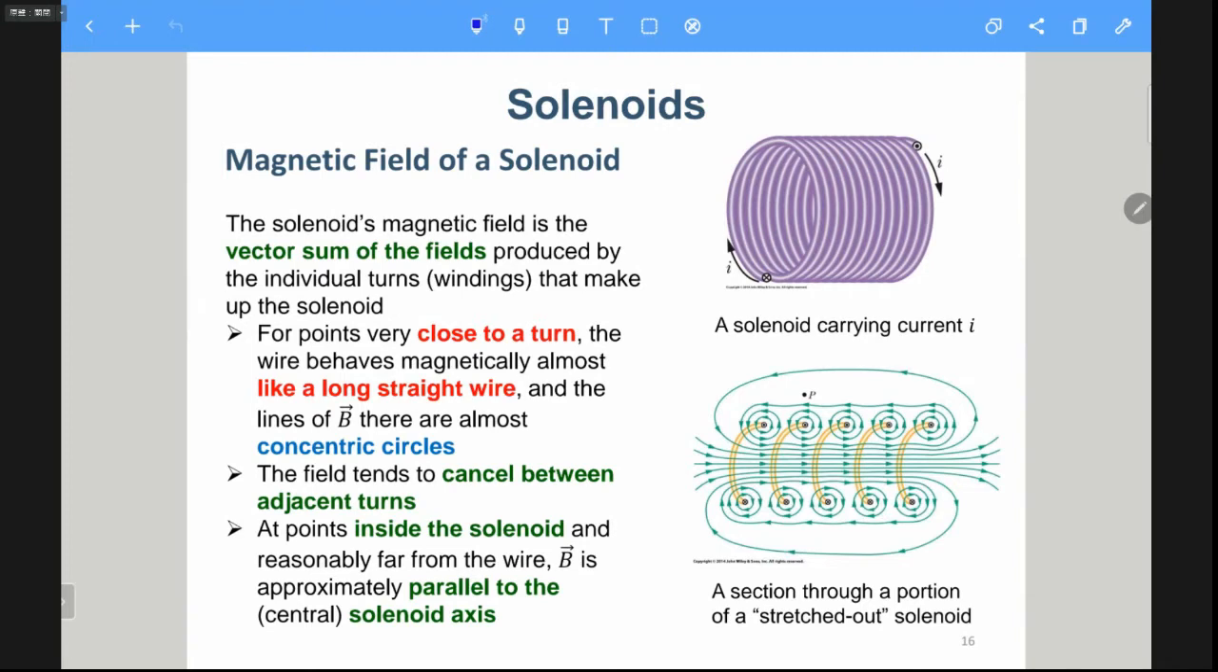Okay, so next we talk about this one called a solenoid, which is actually an inductor. If you have learned circuit analysis, it is nothing but an inductor. Okay, here it says the solenoid's magnetic field is the vector sum of the field produced by the individual turns, the windings that make up the solenoid. So you can see the solenoid is nothing but this.